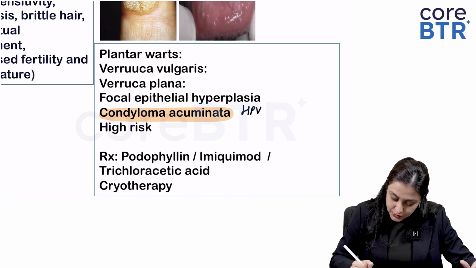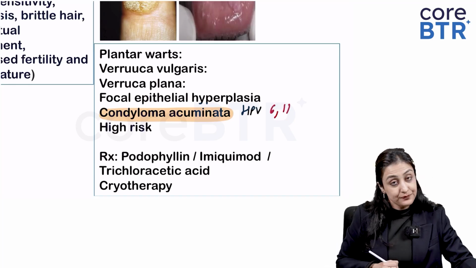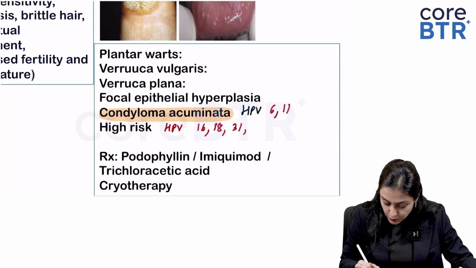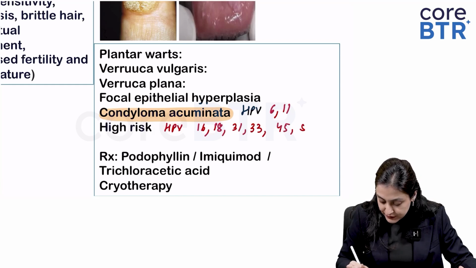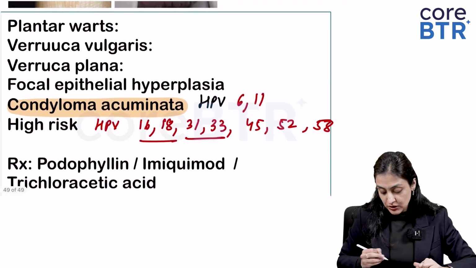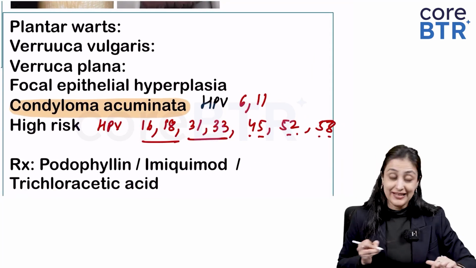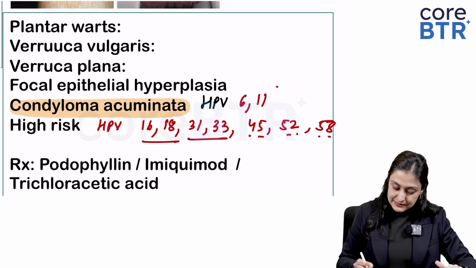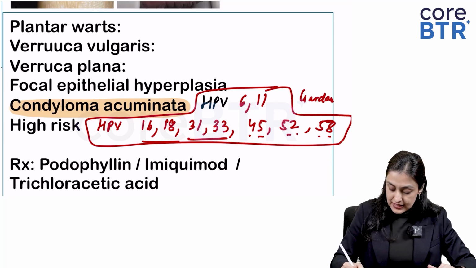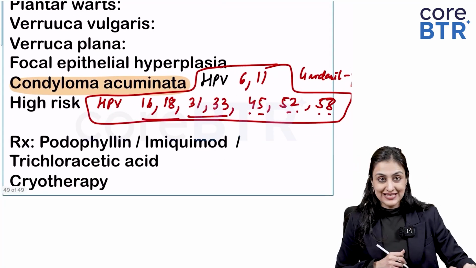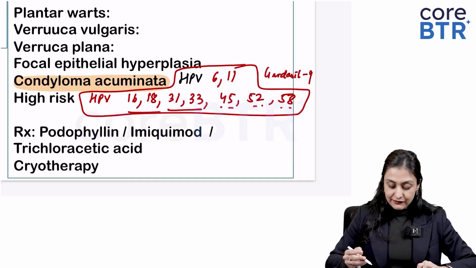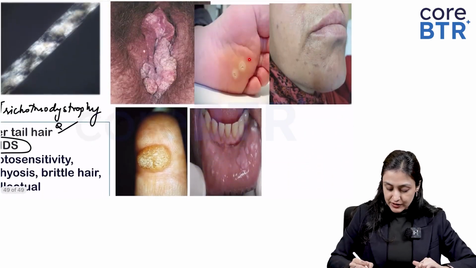The HPV that causes it is 6 and 11. All right. High risk HPVs 16, 18, 31, 33, 45, 52, 58. So how to remember? These two you know, these two you know. Now remove 5, 4 twos are 8. So that's how you'll remember these. And why is it important? Because these 9 are what are the part of Gardasil 9 vaccine, nonavalent vaccine, and these are the ones which can turn into cancers.